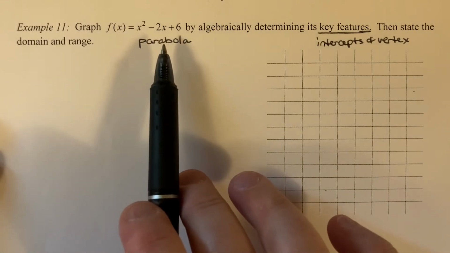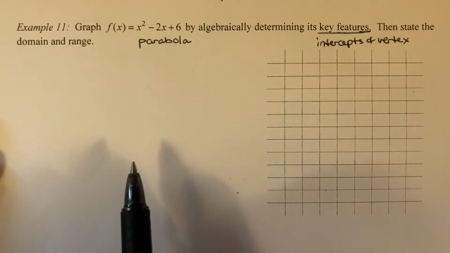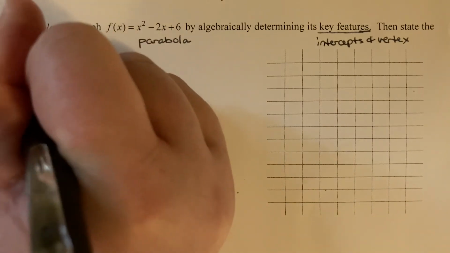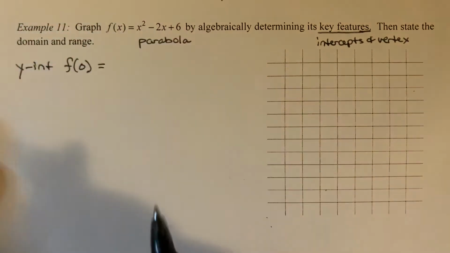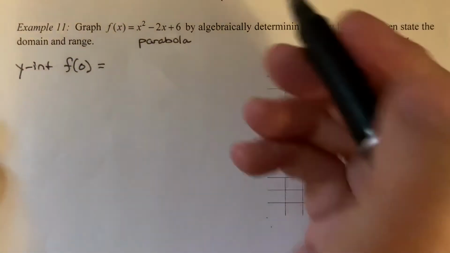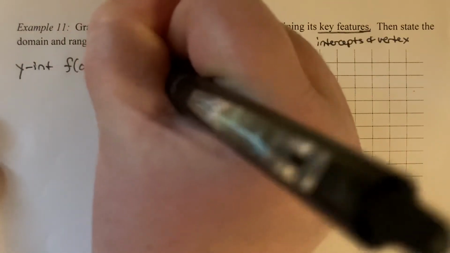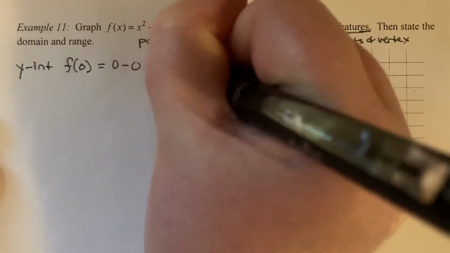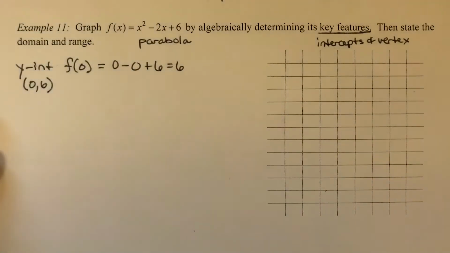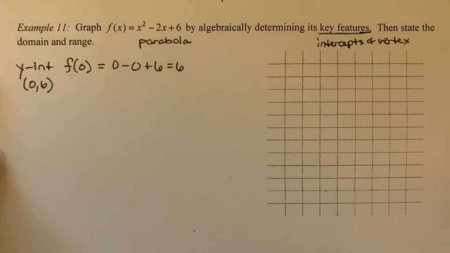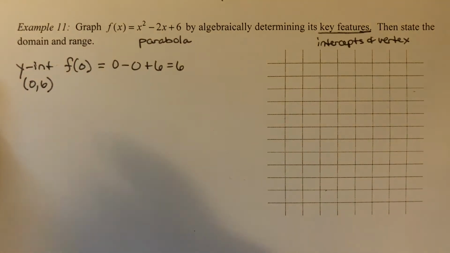All right, well, intercepts, let's start with the easiest one, which is the y-intercept. For the y-intercept, all we do is plug in 0 into the function. f(0) would be 0 minus 0 plus 6, which is 6. So our y-intercept is the point (0, 6). Easy.